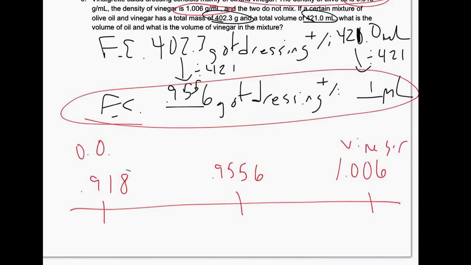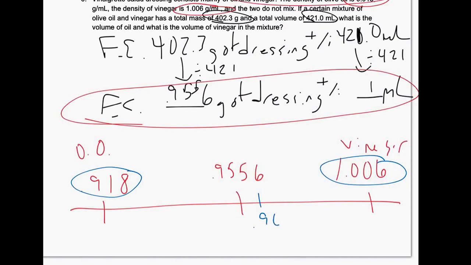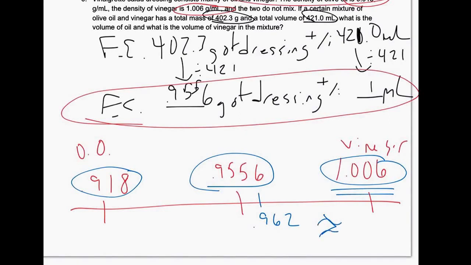So if I take the 0.918 and the 1.006 and I add them together and divide by 2, I fall at 0.962, right? So I'm pretty close to being 50-50, just not quite. It's real close, though. This 0.9556 is less. So that means that we've got a little bit more than 50%. Just a little bit more. It's right about 50% vinegar. It's a little bit greater, right? And that means that this number is a little bit less than 50%. Okay, it's pretty close to 50% too.